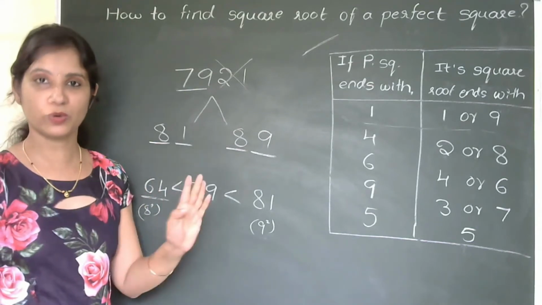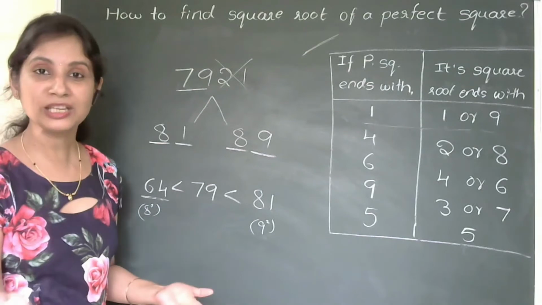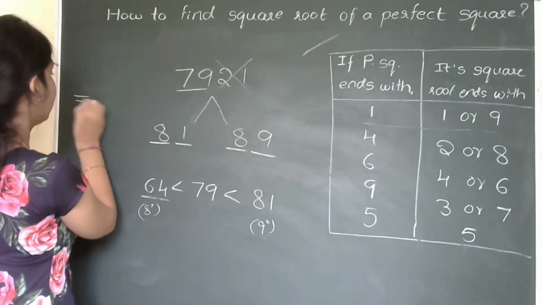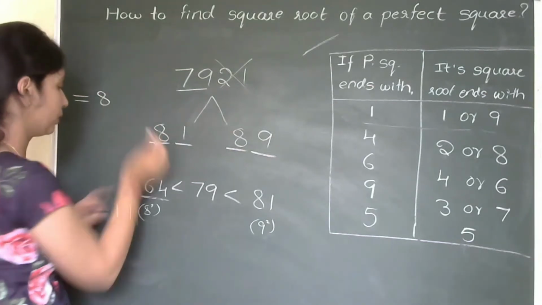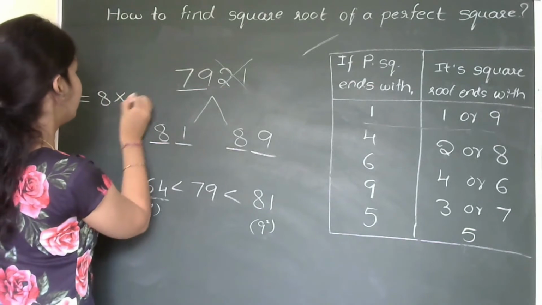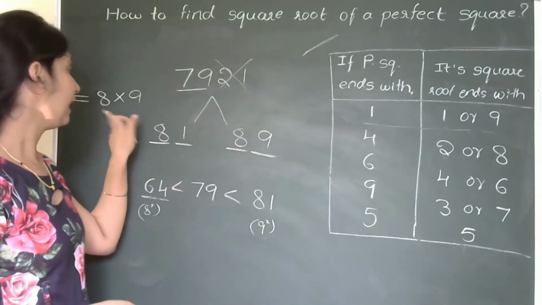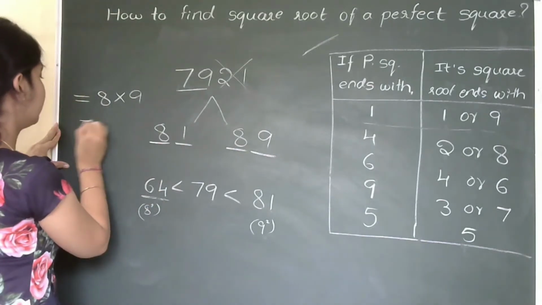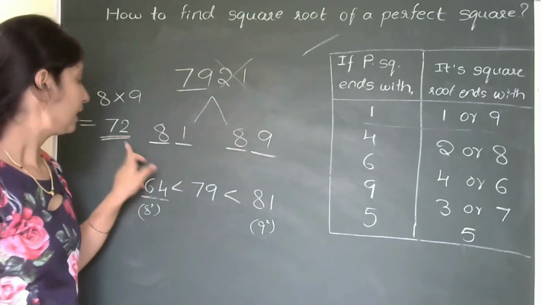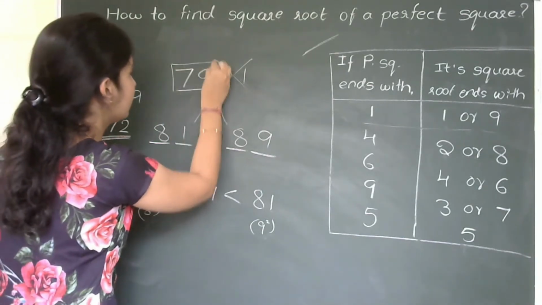Two steps are over. And the third one, from that only you can decide quickly. The third step is to write this 8, what you have written here, what you have found, multiplied by the next number, whatever it may be. 8 nines is 72. 72 you got.